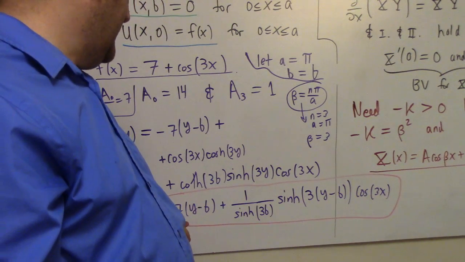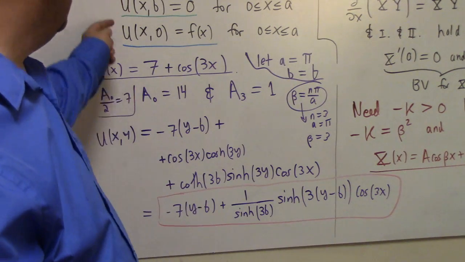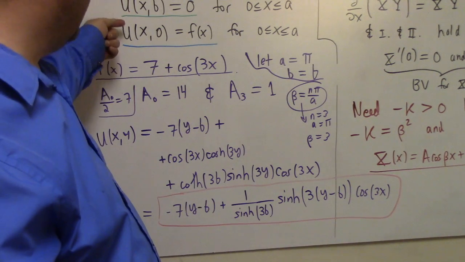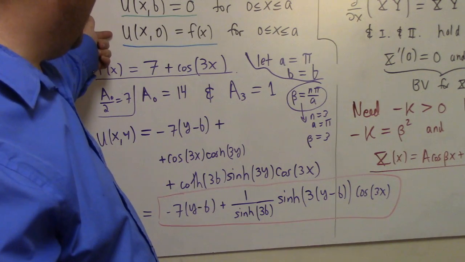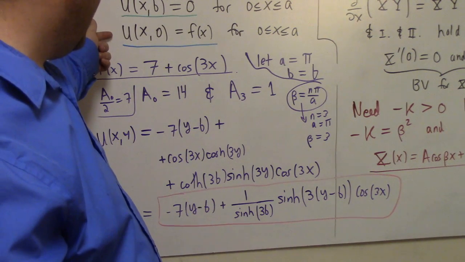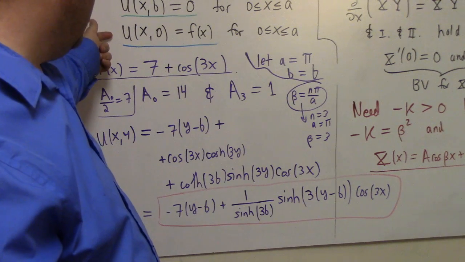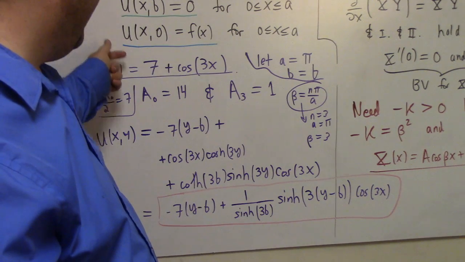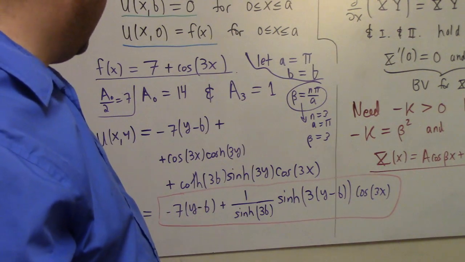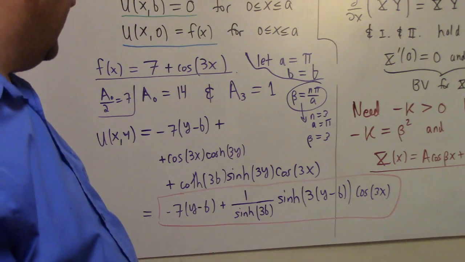If you look at this, this definitely satisfies that, and of course, if you plug in y equal to 0, you're going to give back what? You said plug in y equal to 0? If I plug in y equal to 0, I get back 7b.